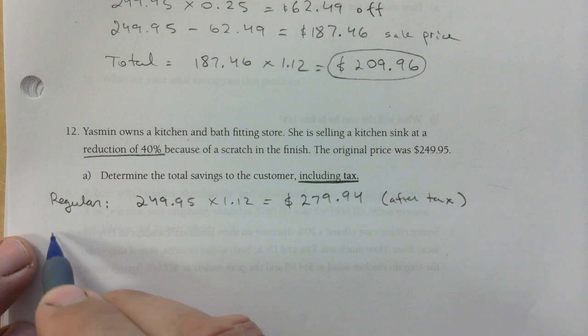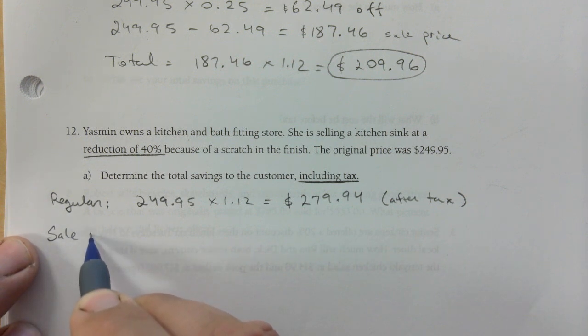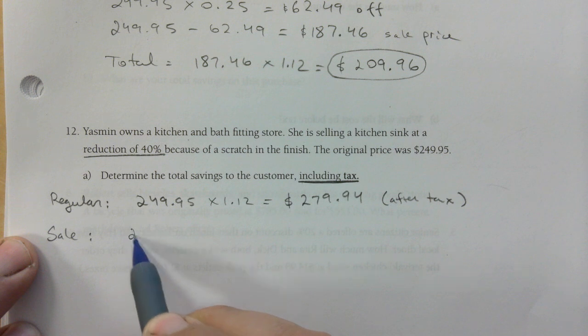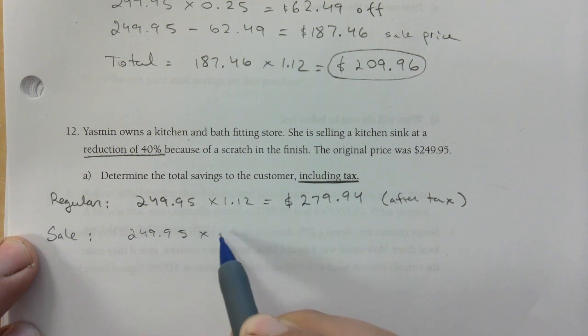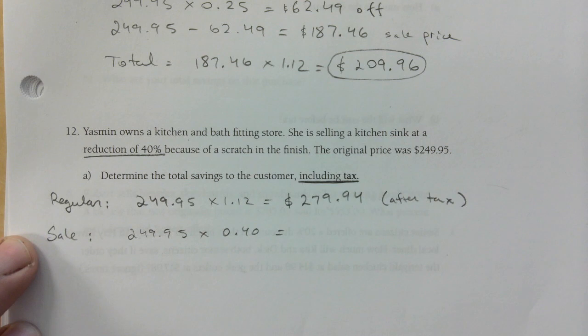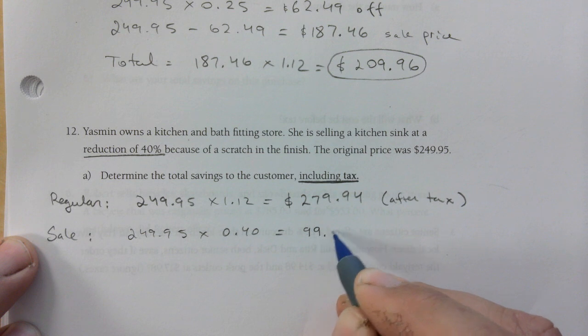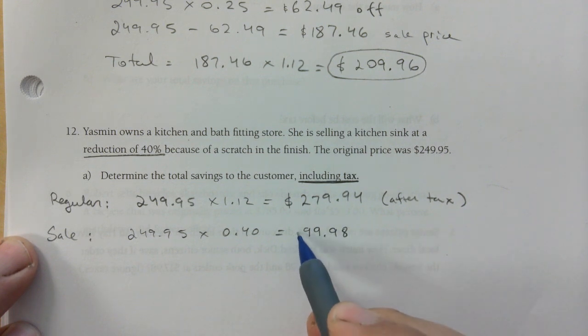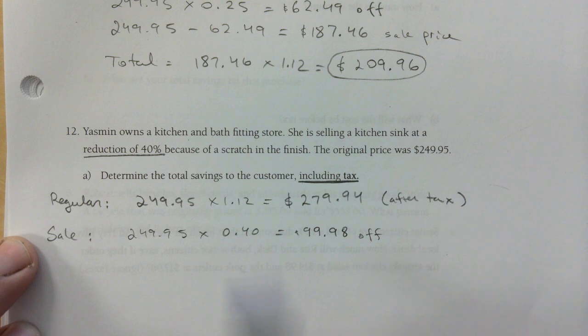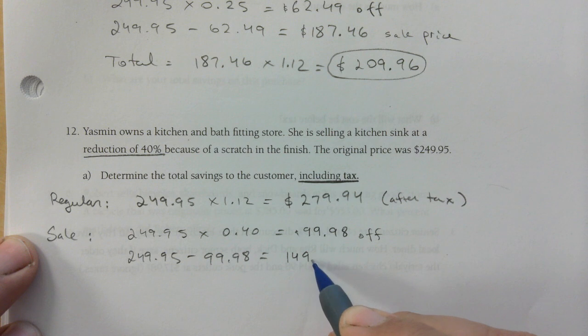Okay, now sale. We're going to now pretend like we're getting it on sale. So $249.95, we're going to find the 40% off, and you get $99.98 off. So $249.95 minus $99.98. You're now getting it for $149.97.